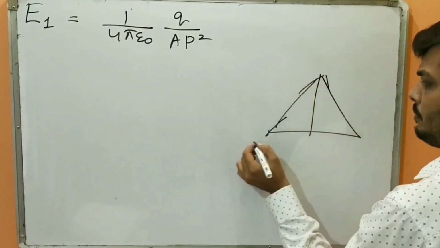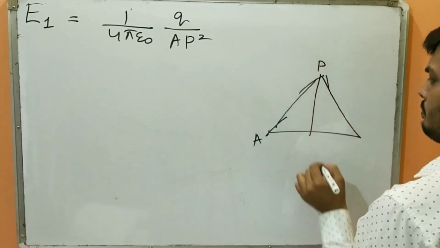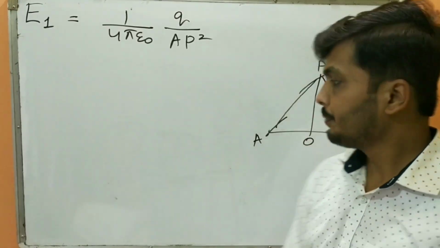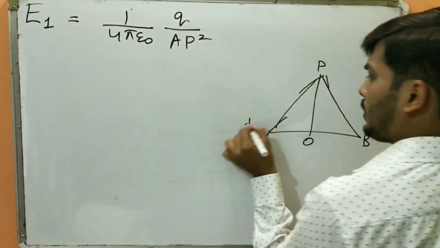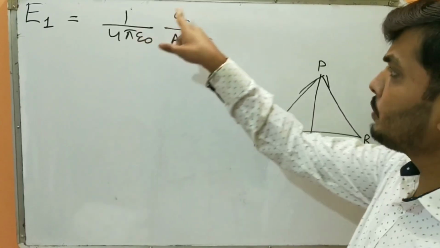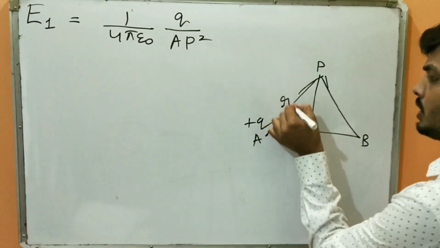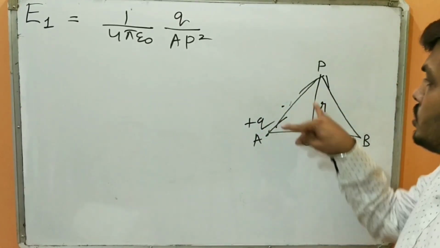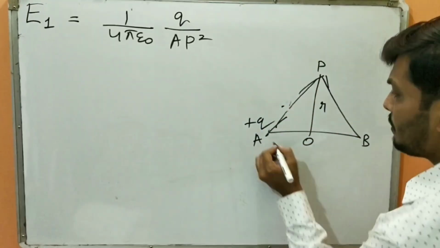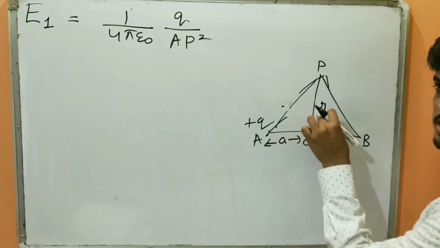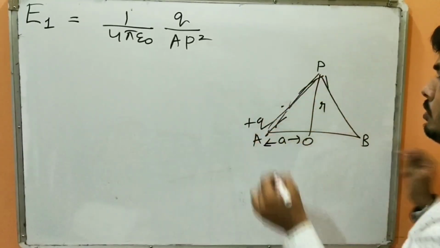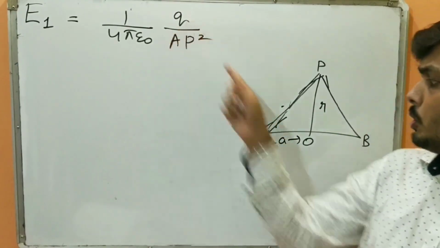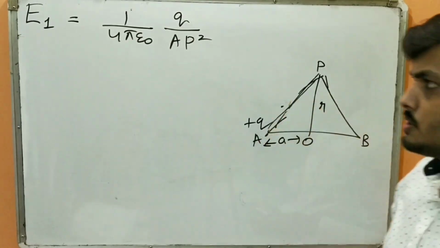If you look into the diagram, this was A, this was P, this was B, and I'll give this dipole center as O. So the electric field due to plus q is 1 upon 4 pi epsilon naught, q divided by r square. What is r square? r square is this distance, AP square. This was the distance r. So this is AP square. Remember, this distance is a, this distance is r. So the electric field due to plus q will be 1 upon 4 pi epsilon naught, q divided by AP square, which is this distance.